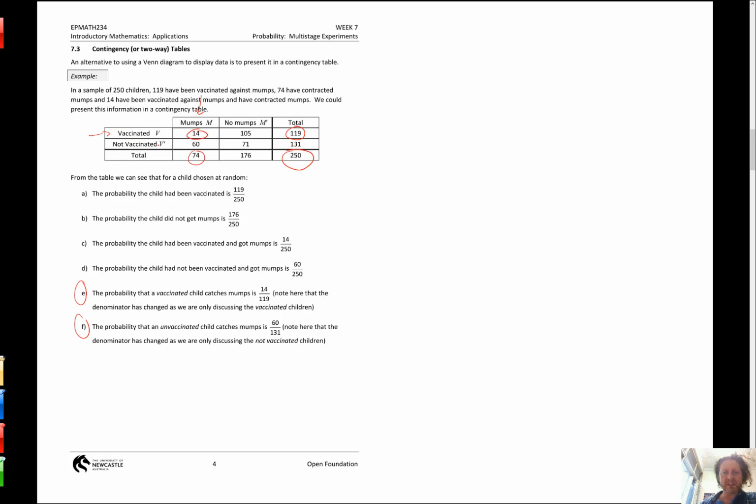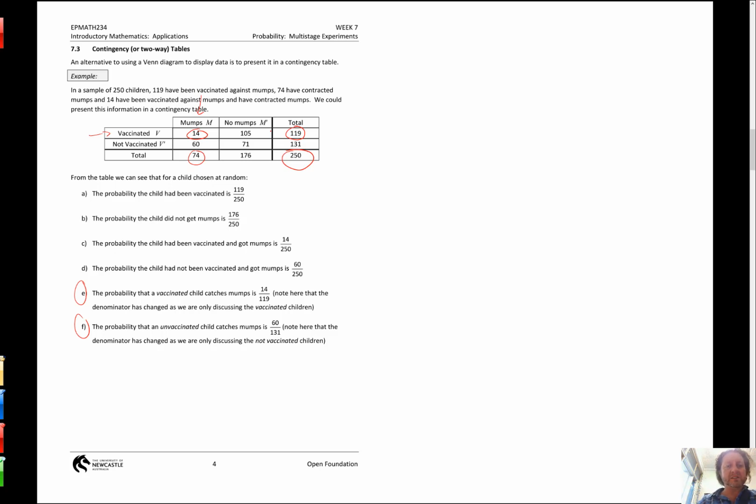And you can see, even given only those four numbers, we were able to complete the table, because 14 plus what gives 119? 105. 14 plus what gives 74? 60. 119 plus this. You can see you can do totals everywhere. So we'll grab an example soon where it's incomplete and we'll complete it. But let's look at these statements.